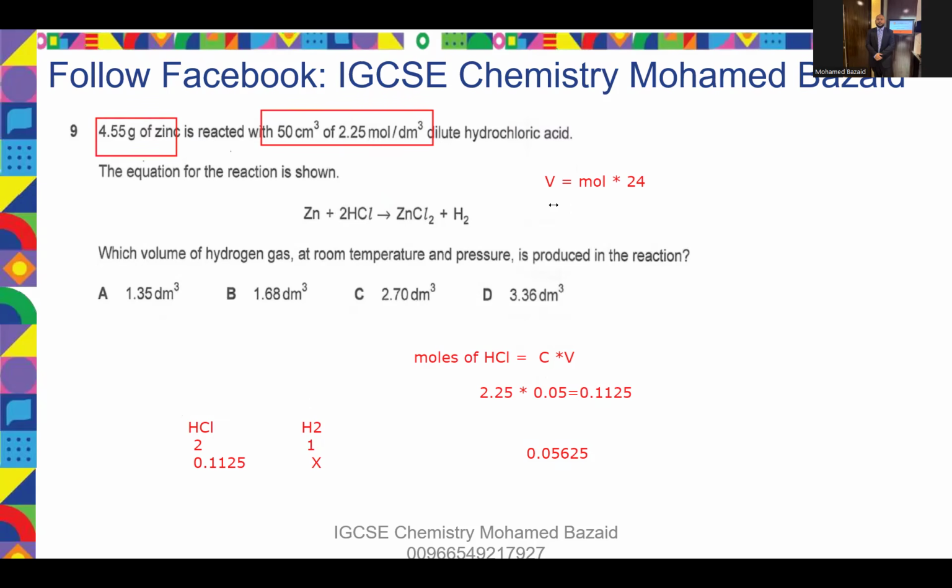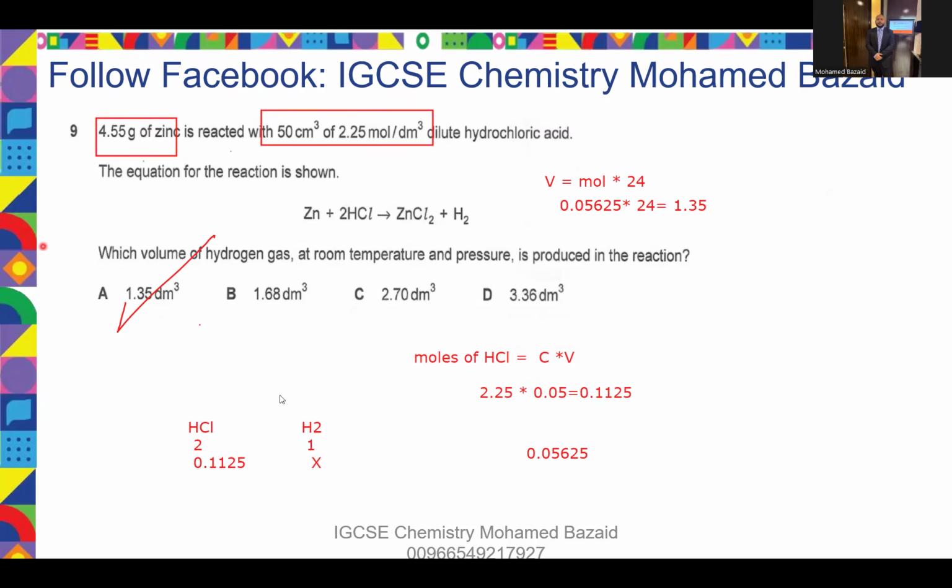In this equation, I will multiply 0.05625 with 24. So the answer will be 1.35, which is letter A. This is letter A.